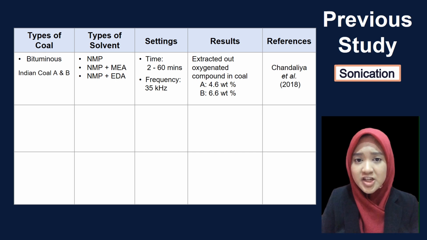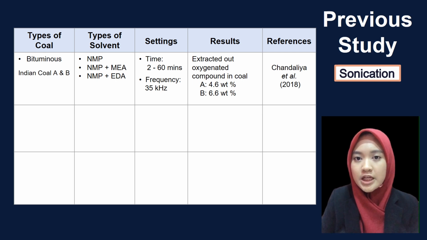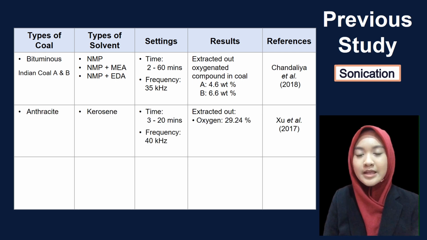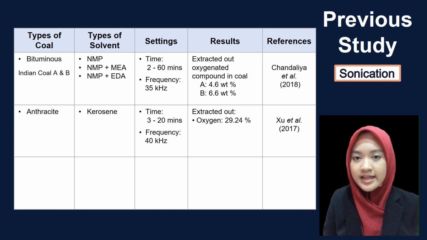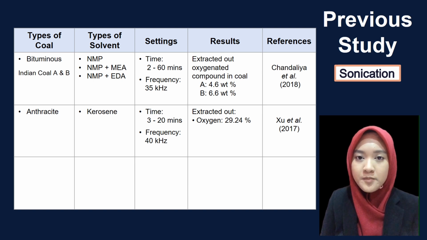As a result of sonication, A resulted in 4.68% oxygen extraction, meanwhile B extracted 6.68% of oxygen with the aid of N-methylpyrrolidone as the main solvent and 1-methylnaphthalene or ethylene diamine as the co-solvent. In addition, a study conducted by Z et al. 2017 claimed that the samples of anthracite oxidized coal extracted 29.24% of oxygen due to the sonication treatment.